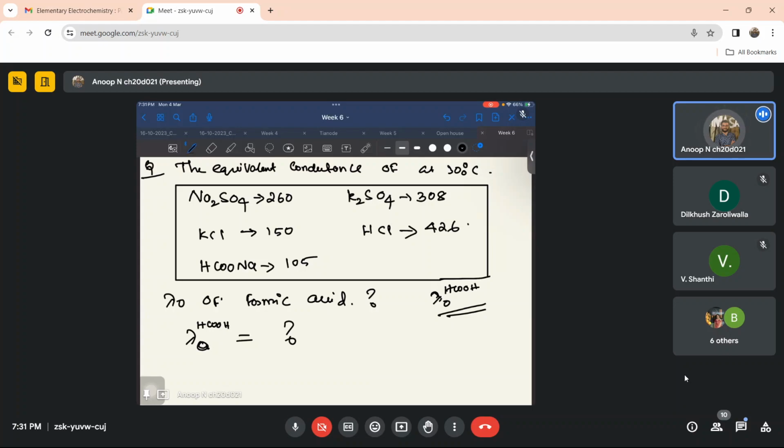Are you able to solve this? How can we write this? Lambda 0 HCOOH will be equal to L0 H plus plus L0 HCOO minus, formate plus proton. How will you expand this? Anyone solve this answer?